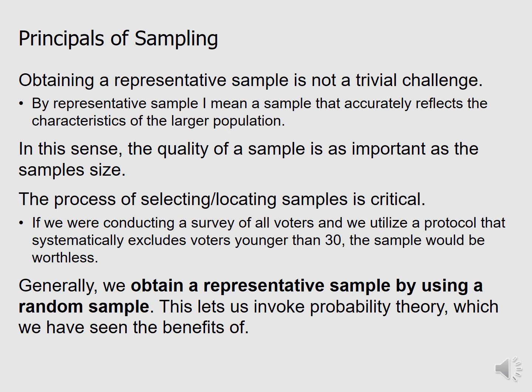As we have seen, being able to invoke probability theory is an immense benefit to us, and the easiest way for us to do this is by using random sampling, which ensures we have a representative sample.